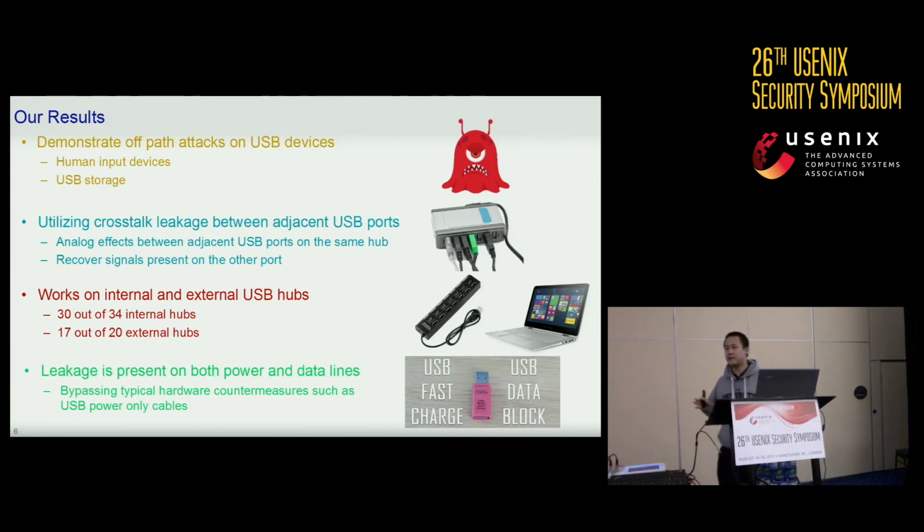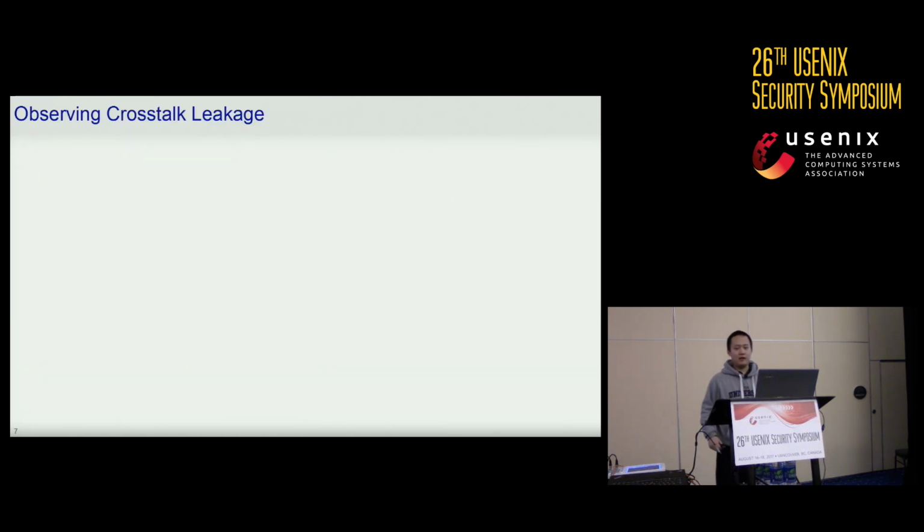One thing that makes the situation even worse is that the crosstalk leakage not only happens on data lines, but also on power lines. This bypasses some existing hardware countermeasures, for example, the power-only USB cables. Now let's look at a demo.